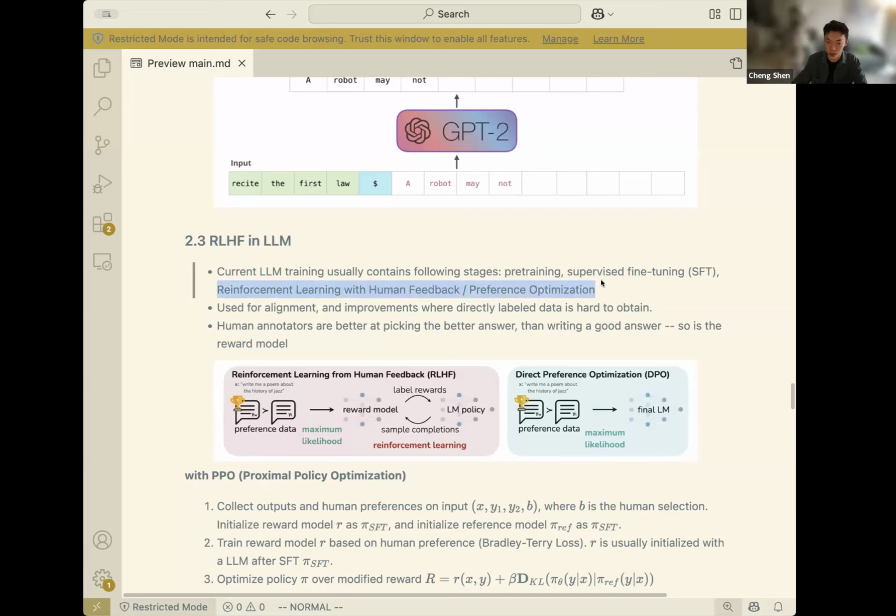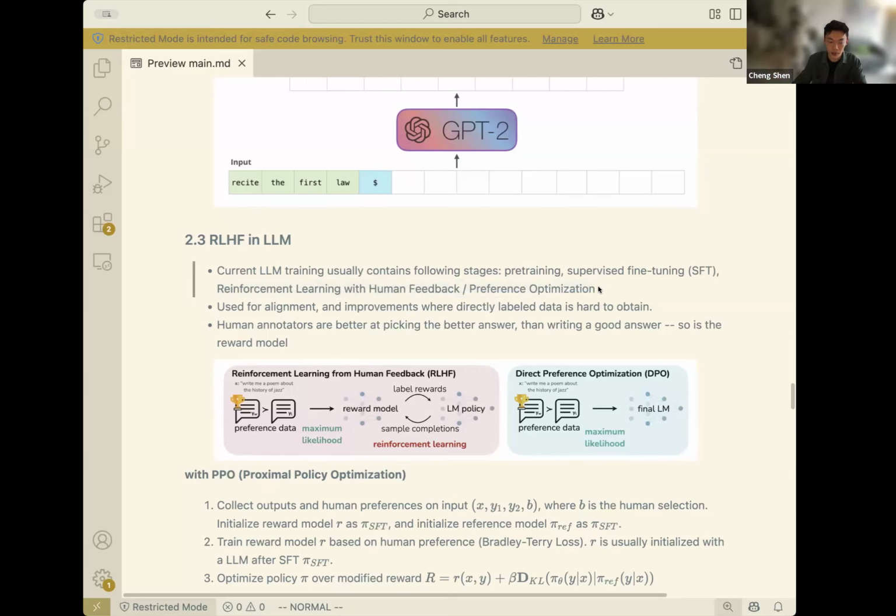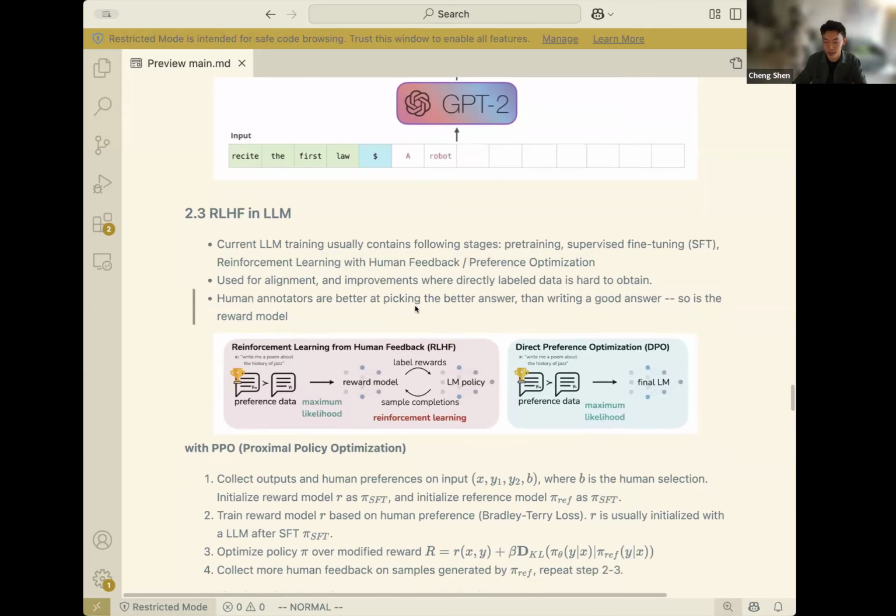And RLHF is usually the final stage, trying to optimize the final bit to get some improvements, especially in some subtle areas, because a lot of the time, preparing good supervised fine-tuning data is very costly. So imagine we want to train the model to write poems or write a section of code. If we want to leverage human annotators to prepare the data, it's really costly for someone to write a long section of code that is correct, or for someone to write a poem that is good. But it's easier for a human to tell, given two poems, which one is better, or given two sections of code, which one is better formatted.